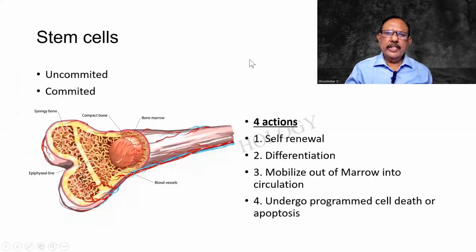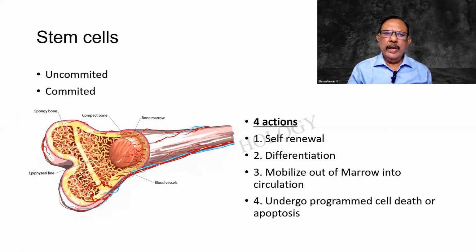And when I talk about the stem cells, there can be the uncommitted stem cell and the committed stem cell. Uncommitted means it can go in any direction, whereas a committed in one particular direction. And here is a bone marrow which will be containing the committed stem cells that we are going to talk about. These have got four actions, namely, one is self-renewal.